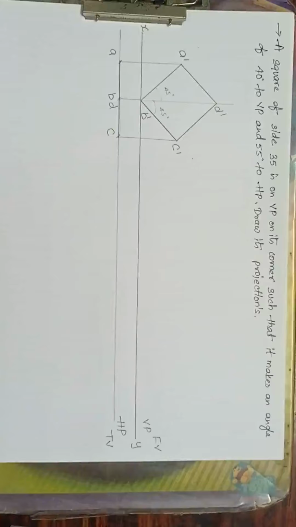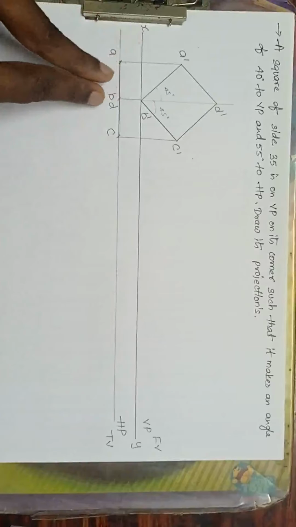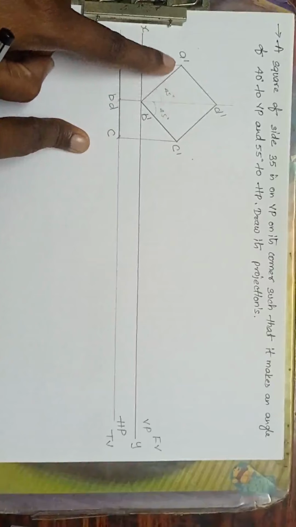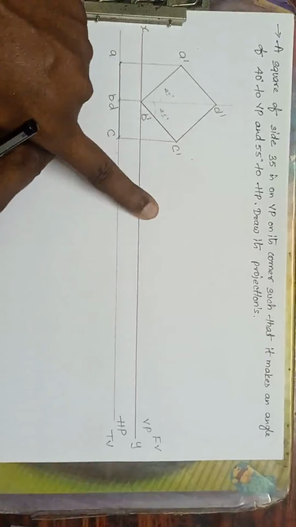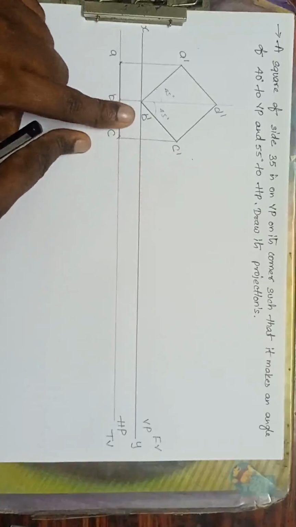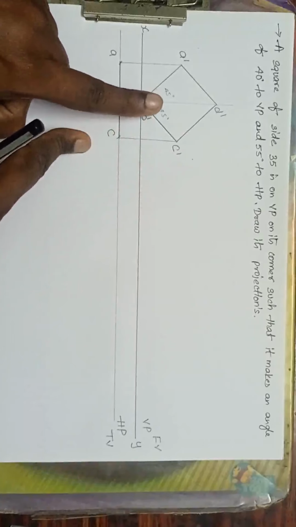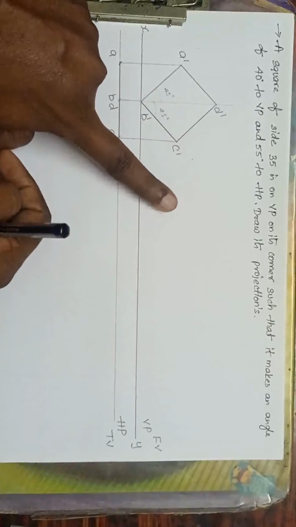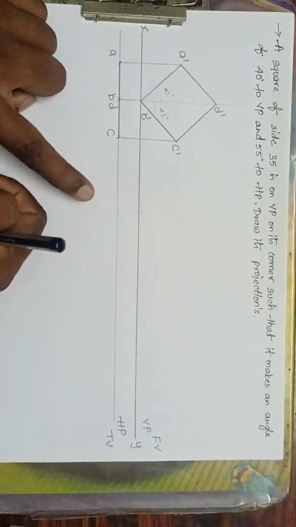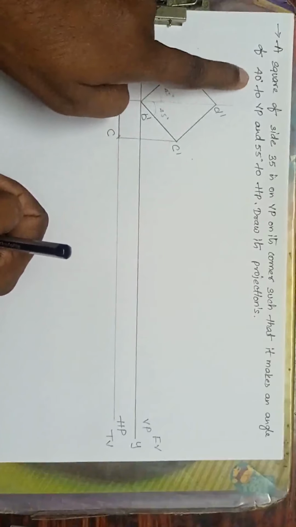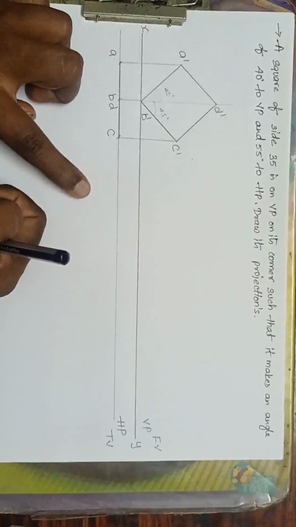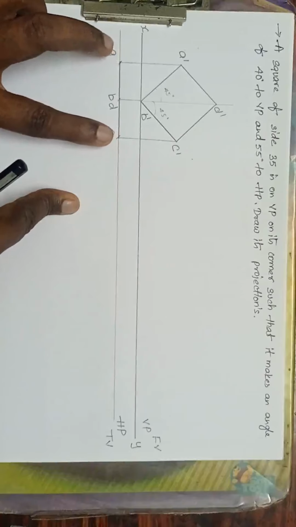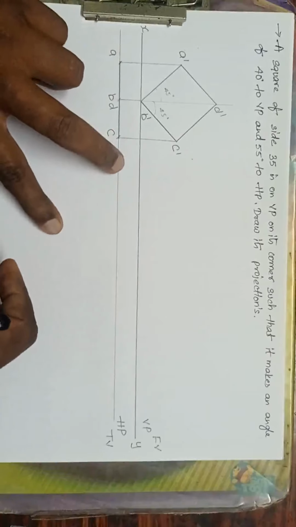Over. Fine. Now where is the plane? The plane is on the VP, on its corner. So first inclination with VP only, because the plane is on the VP. It means I can observe this inclination on the HP. Okay, inclination with VP I can see on the HP. On the HP there is a line. So what I'll do, make this line at an angle of 40 degrees.